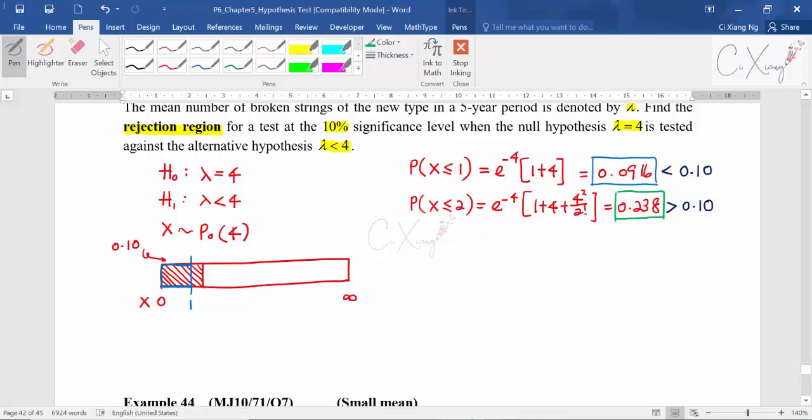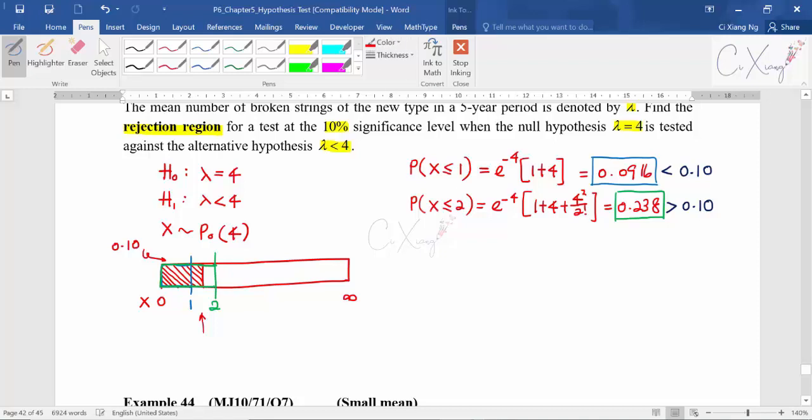So the area larger than 0.1 will be this green color part. Since the area is more than 0.1, when you shade the area, it should be more. And then this line here will be the 2. If you also observe the diagram here, you will see that 1 is under the rejection region, 2 is already under the acceptance region.